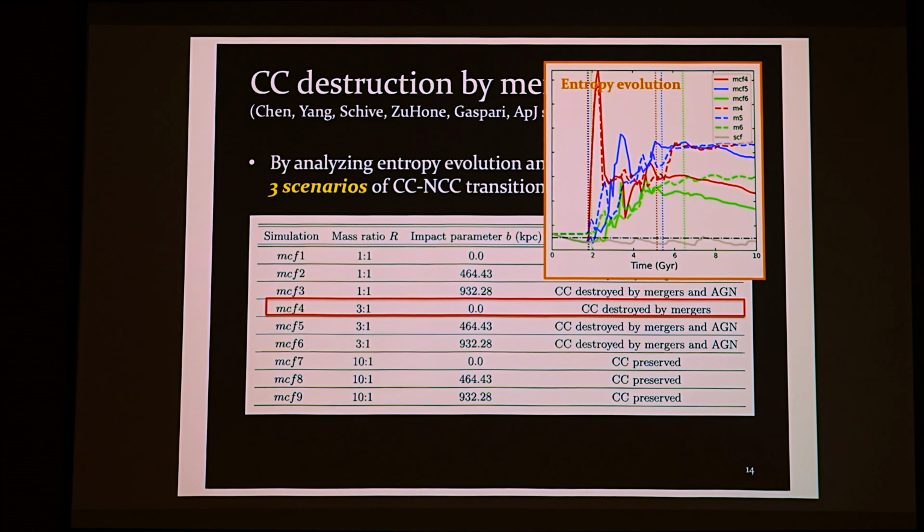Therefore, in this cluster, the core is really heated up by the merger heating alone, and so there's very little central cooling and very little supermassive black hole accretion and feedback. Therefore, in this simulation, the AGN feedback is basically negligible.